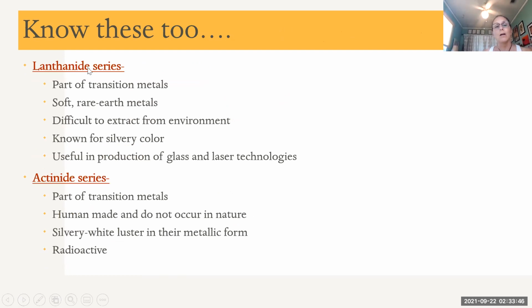And then just so you know, the lanthanide and the actinide series, both of these are part of the transition metals, okay? Lanthanides are soft, rare earth metals. They are very difficult to extract from the environment. They're known for their silvery color, and they're used in the production of glass and laser technology, which is kind of cool. The actinide series is even cooler because they're human-made. They do not occur in nature. We've actually created them. They usually have a silver-white luster in their metallic form, and they are radioactive, which means they can cause cancer. That's bad.